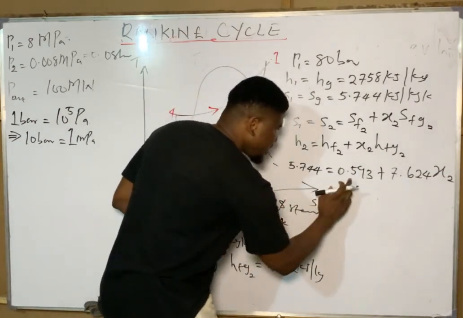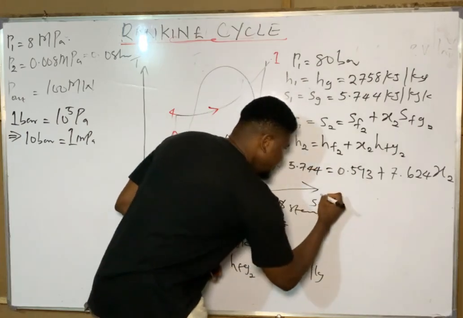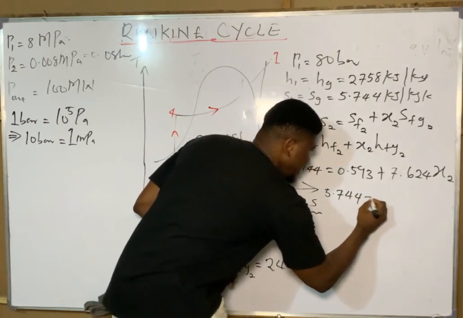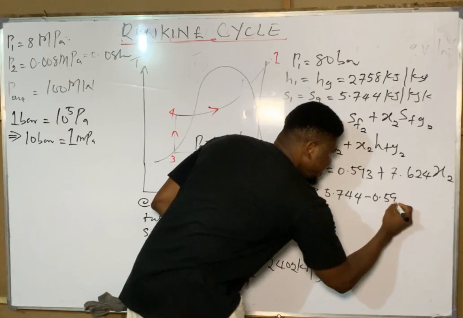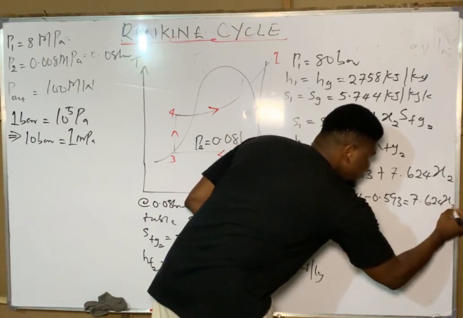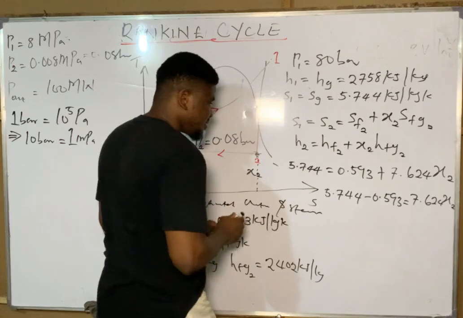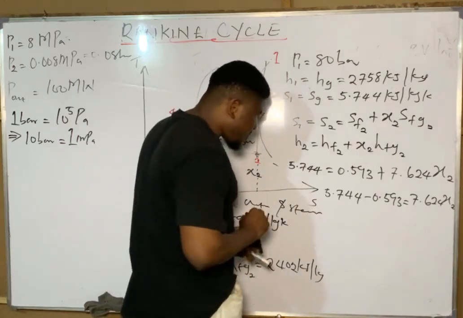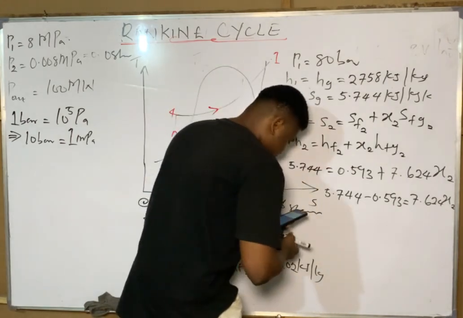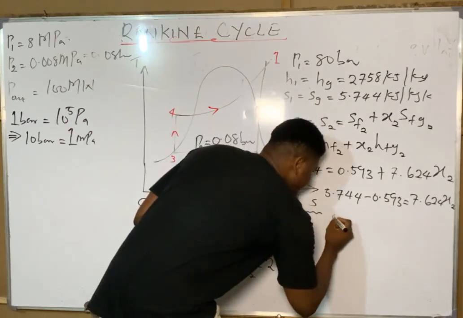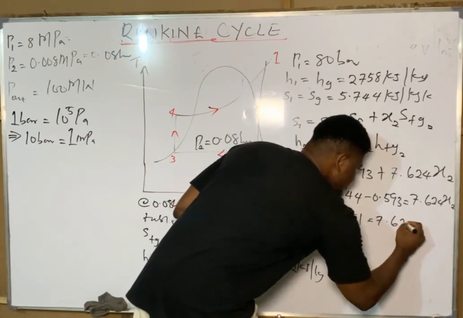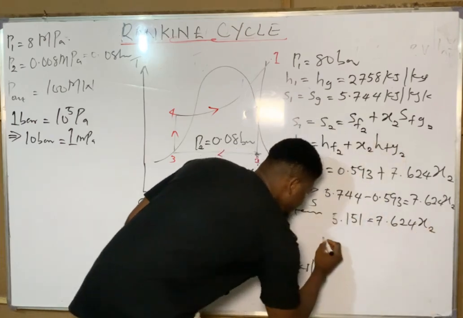So what do we do now? Let's put 0.593 over here. So we have 5.744 minus 0.593 to be equal to 7.624x2. So let's find this difference: 5.744 minus 0.593. That gives us 5.151. So we have 5.151 equals 7.624x2. So we make x2 the subject.